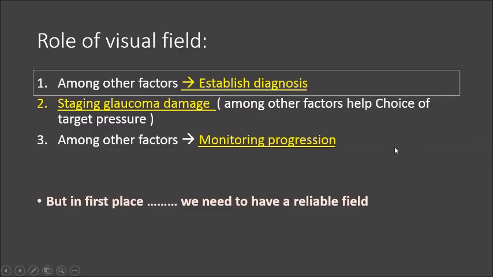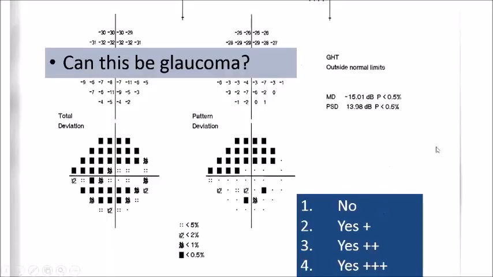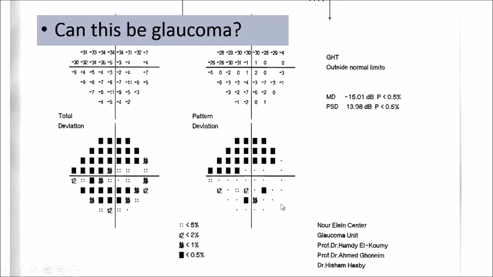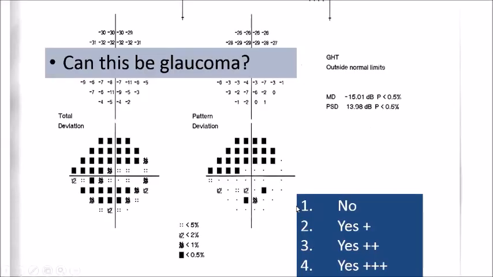Now, to establish a diagnosis, I'm showing you this field, and the question I want to ask you: can this be glaucoma? You can say no, or you can say yes. You can say yes because you see one point, one area, or one parameter, or you can say yes, 2 plus, that you have 2 variables seen, or yes, 3 plus, because you can see 3 variables.